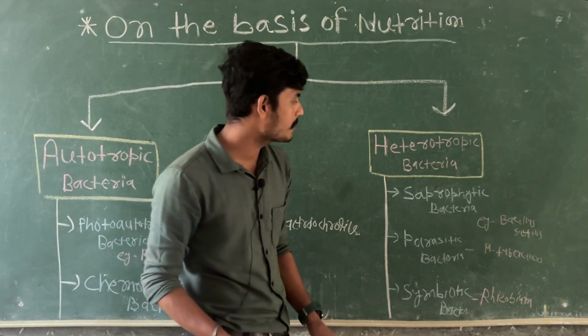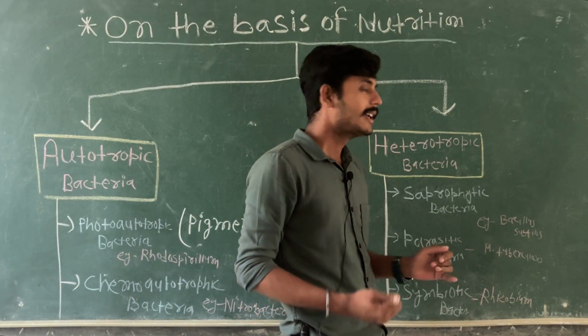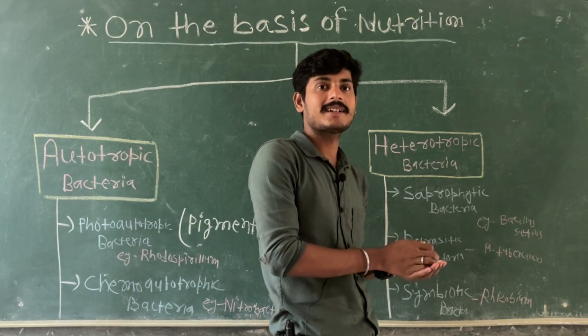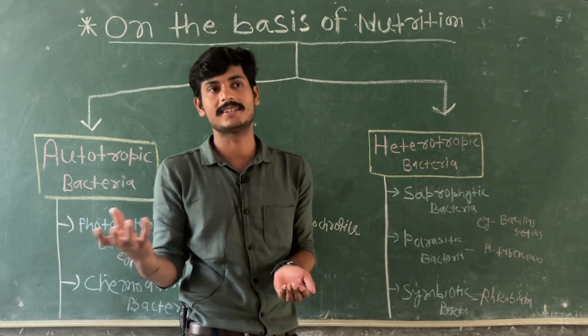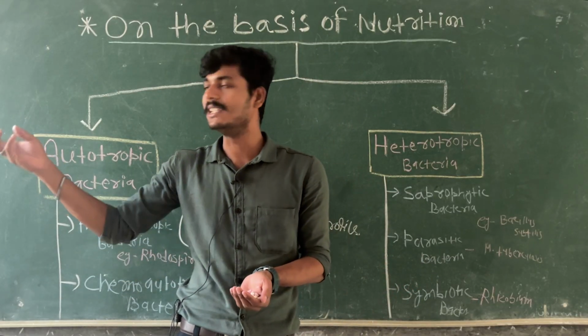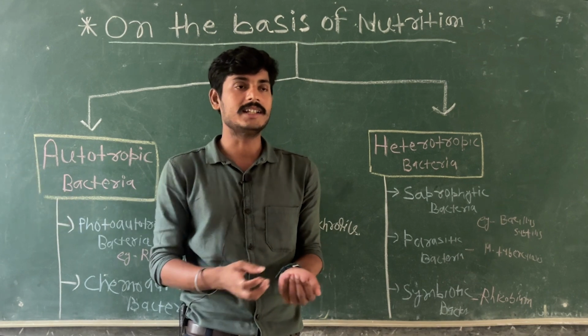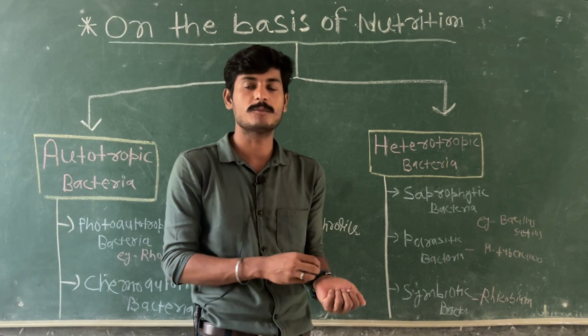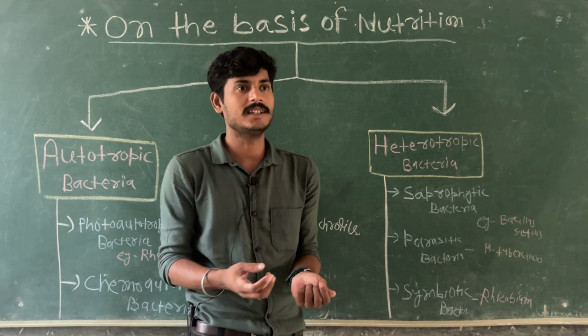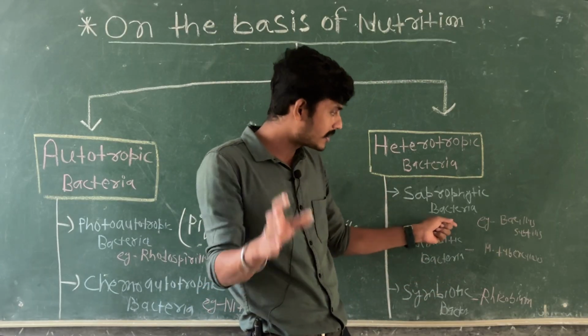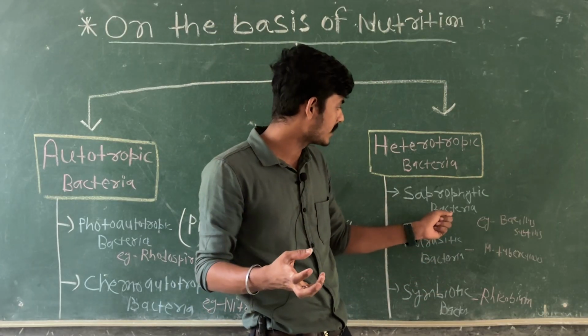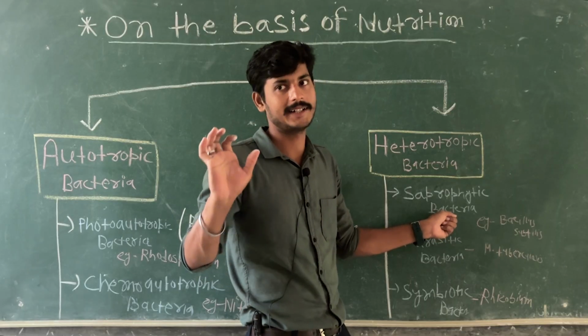Coming to the first type, saprophytic bacteria. Saprophytic bacteria depend upon dead, decaying things like leaves, human bodies, human body fluids, or human excreta. Those things are the nutrient source for the saprophytic bacteria.